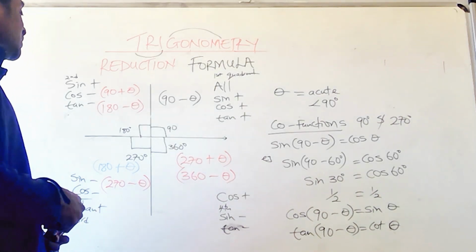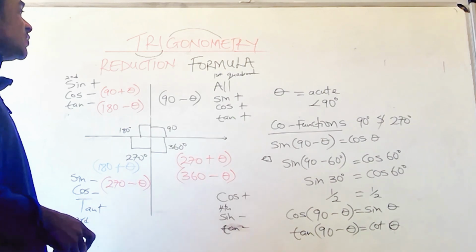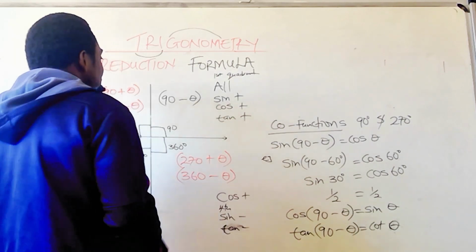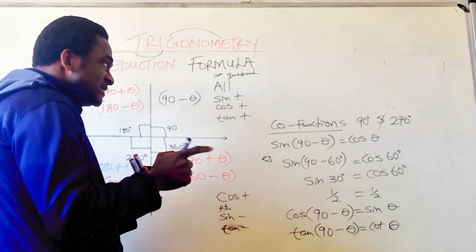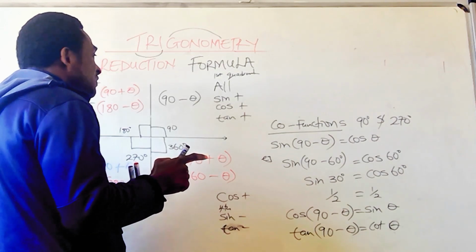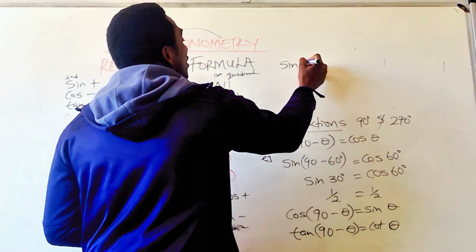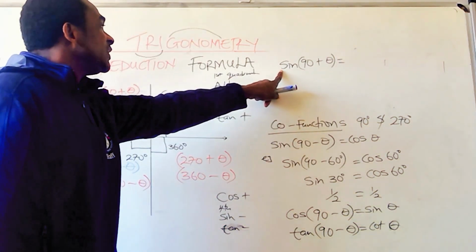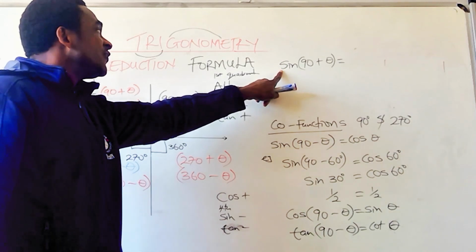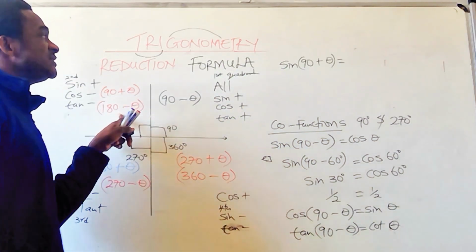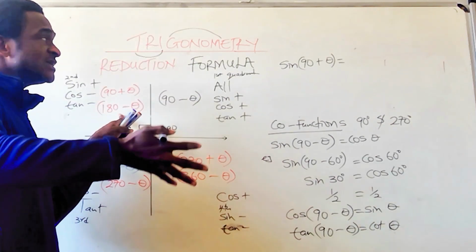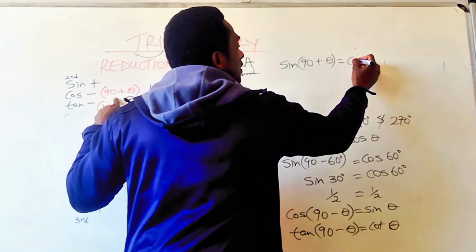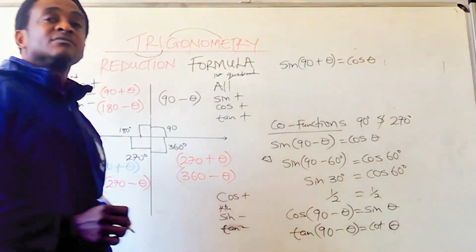Let's look at the cofunctions for the second quadrant. I'll write it up here. Now for the second quadrant, I'm still using 90 on cofunctions. If I have sine of 90 plus theta, I will check the sign, whether it is going to be plus or minus for sine on that quadrant. 90 plus theta is now on the second quadrant, which means any value greater than 90. It is still a cofunction, but sine is positive, so cos will also be positive. It gives us cos of theta.